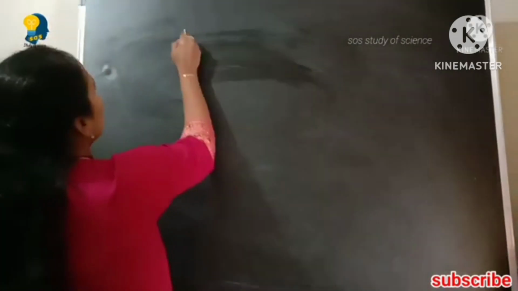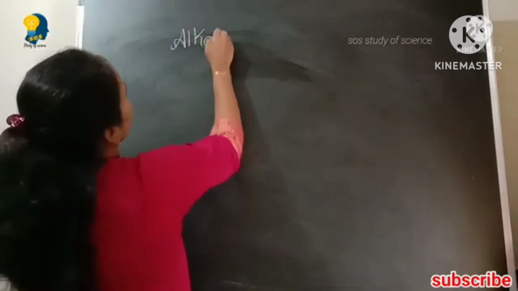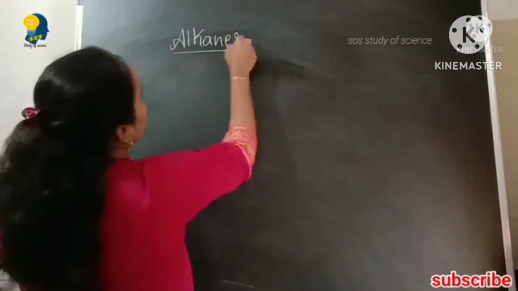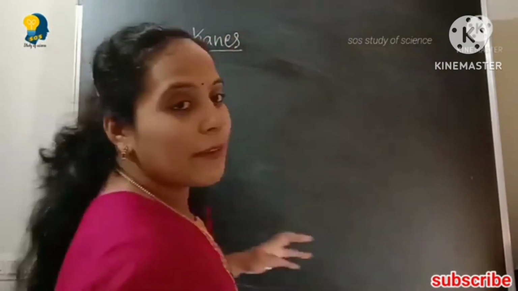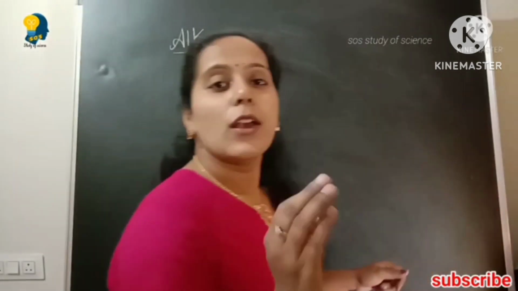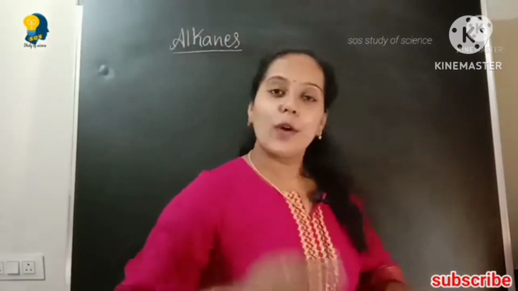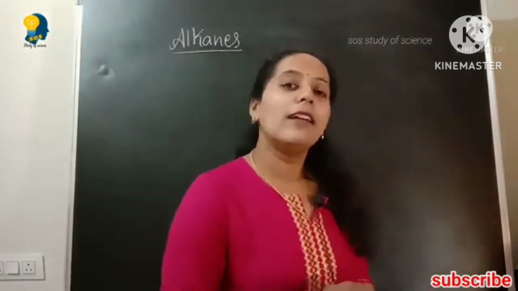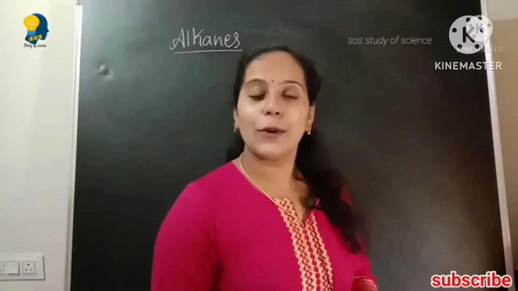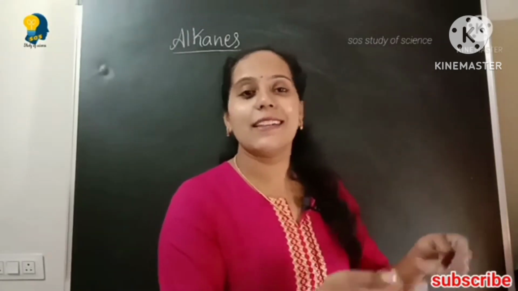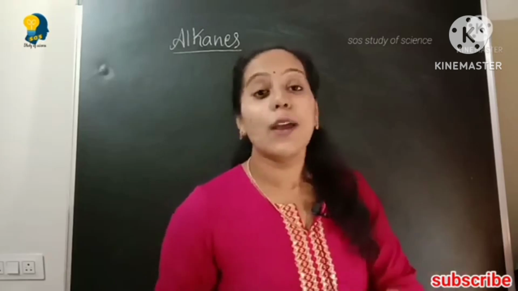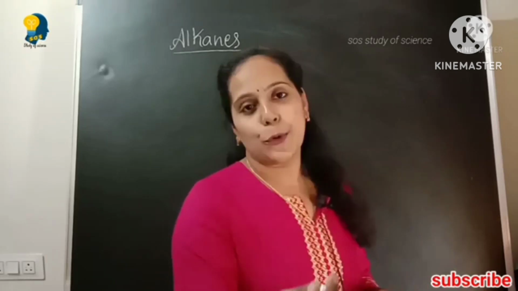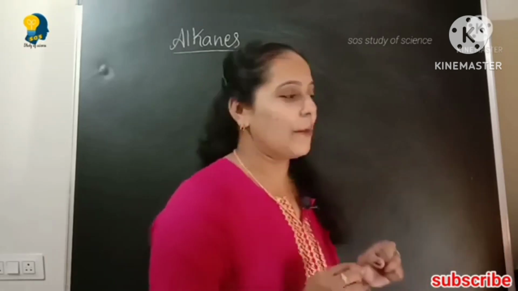First, let me start with the first one, that is the alkanes. Alkanes are the saturated hydrocarbons. So before writing the hydrocarbons which come under the alkanes, you must know the word roots. Word roots are very important, because if you are going to write any kind of hydrocarbons that comes under the alkanes, alkenes or alkynes, you must know their word root. That means the prefix of that hydrocarbon.